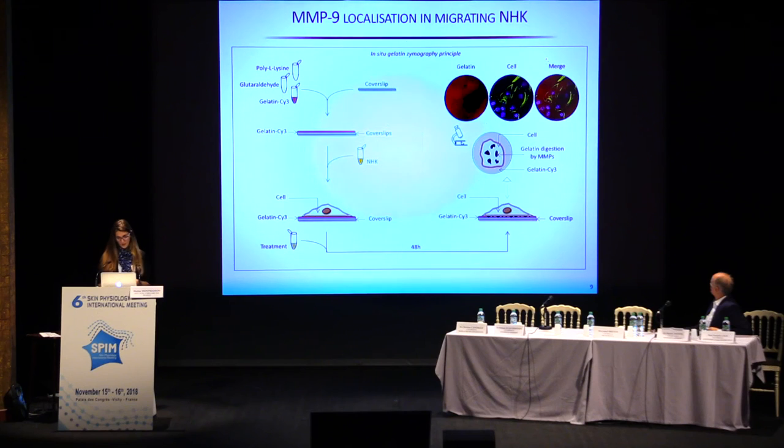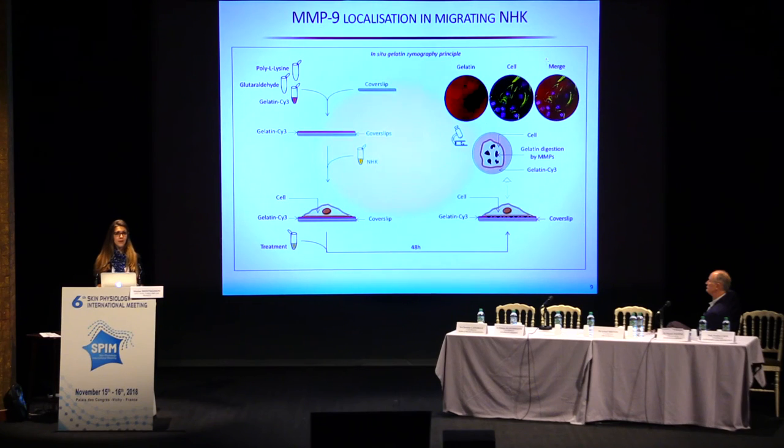Therefore, we performed in situ zymography of keratinocytes treated or not with LG45 in order to locate the MMP9 activity in our cultures. Thanks to several steps and chemical reagents, we deposited a thin layer of gelatin coupled with cyanine-3 on coverslips, where cells are then seeded. After treatment and 48 hours of incubation, our cells are then fixed and observed by microscopy.